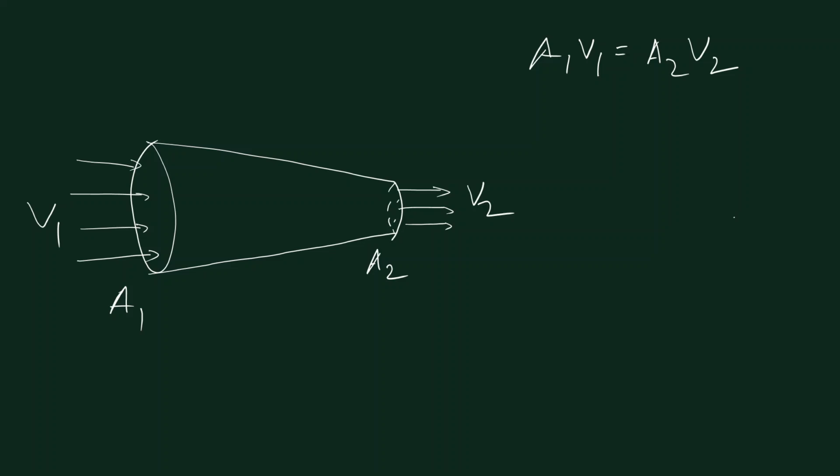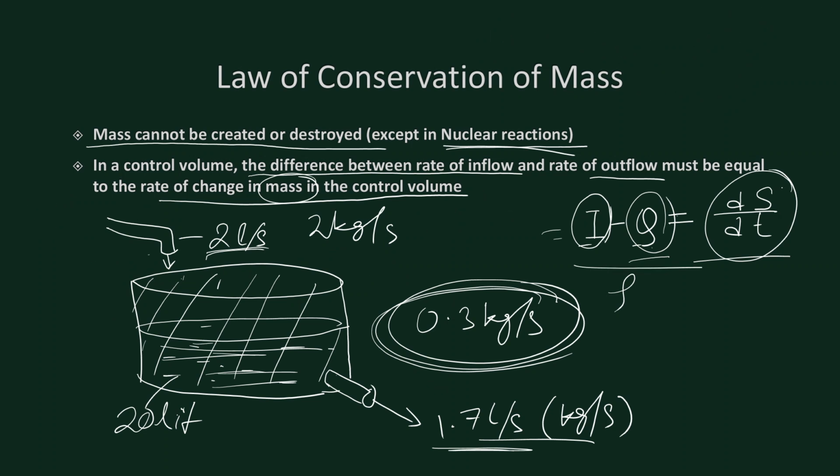Now this A1 V1 is the inflow into the volume between this cross section and this cross section, and A2 V2 is the outflow, that is, the volume leaving through this cross section per unit time. So this is inflow equal to outflow. Now let's look at this equation. It was inflow minus outflow is equal to the rate of change of storage. So what's the difference here?